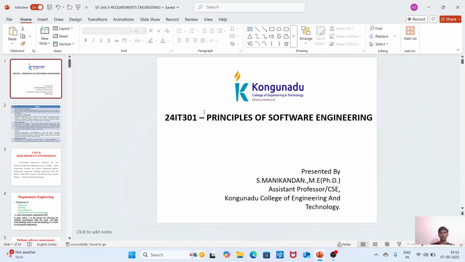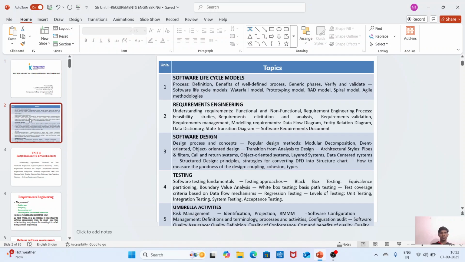Today we are going to see about the subject principles of software engineering. In this we are going to see the second unit, that is requirement engineering. In the second unit we are going to see about the functional and non-functional requirements, requirement engineering process, feasibility studies, requirement elicitation and analysis, requirement validation, then modeling requirements such as data flow diagram, ER diagram, data dictionary, state transition diagram, and SRS document.